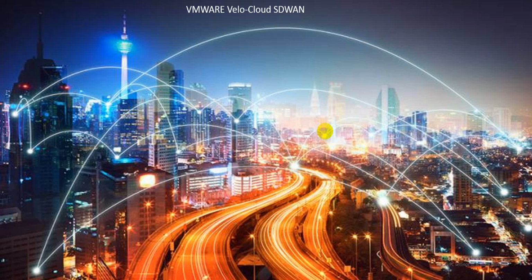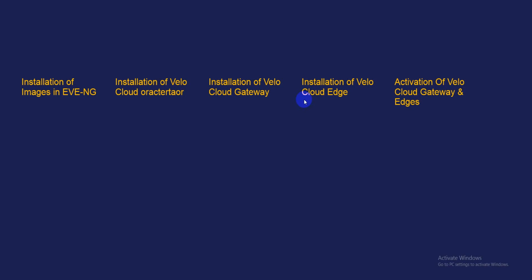Before we start, let's jump on the content we'll cover in this video. We'll cover these 5 things. First is installation of images in EVE-NG, then installation of VeloCloud Orchestrator. After that, the cloud gateway. After that, edges, and then we'll activate the edges and the gateway.